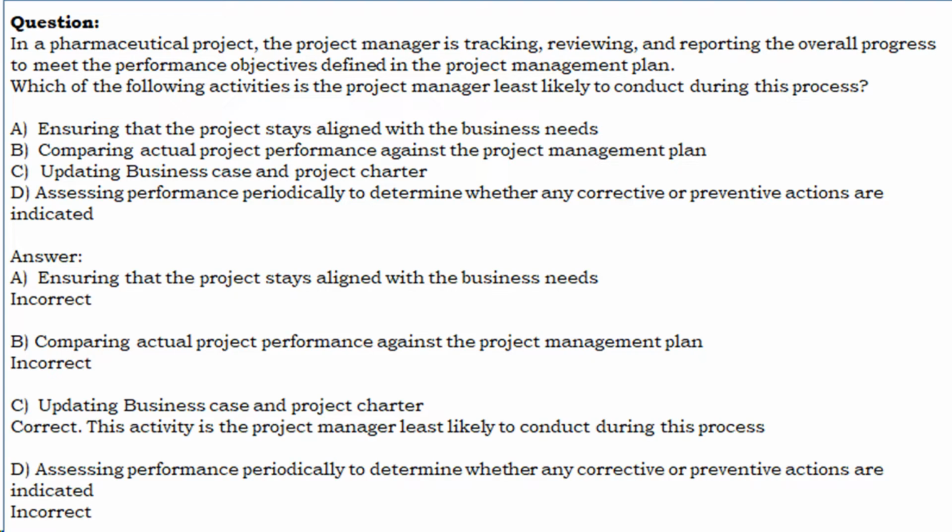A. Ensuring that the project stays aligned with the business needs. Incorrect. B. Comparing actual project performance against the project management plan. Incorrect. C. Updating business case and project charter. Correct. This activity is the project manager least likely to conduct during this process. D. Assessing performance periodically to determine whether any corrective or preventive actions are indicated. Incorrect.